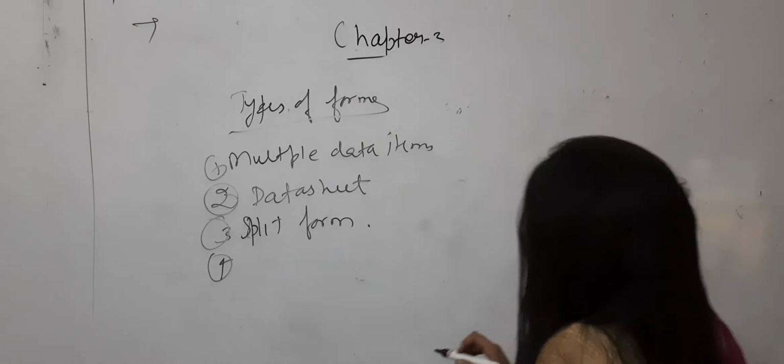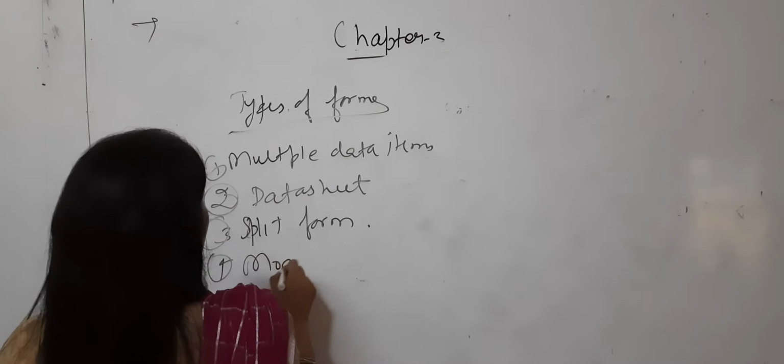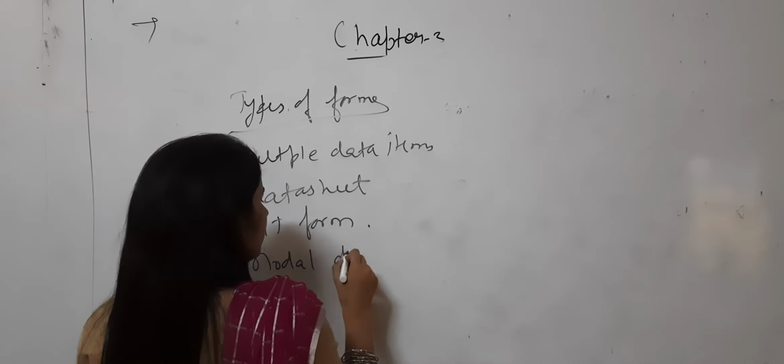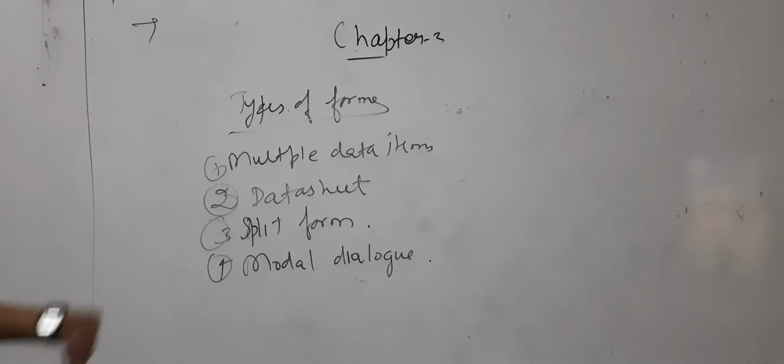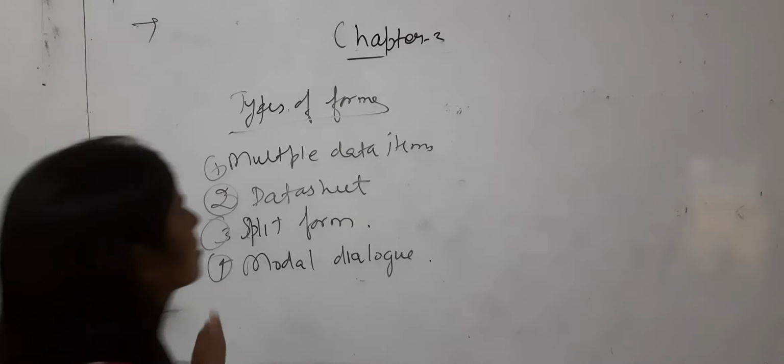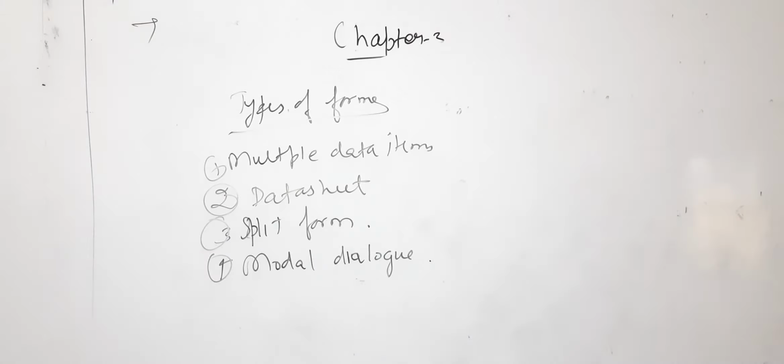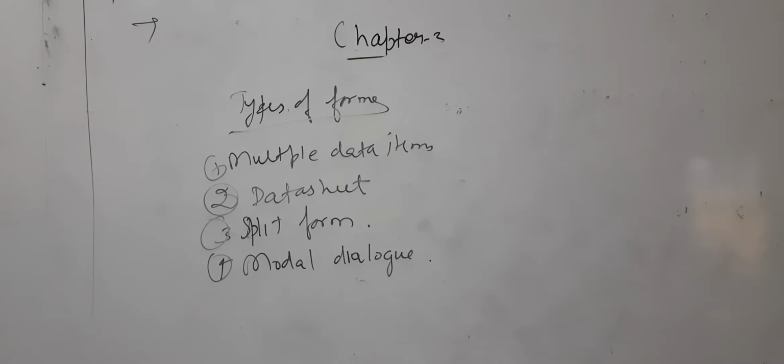And the next one is modal dialog. Types of forms are four. First is multiple data items, second is data sheet, the third one is split form, and the fourth one is the modal dialog. So what are the uses of these types of forms?